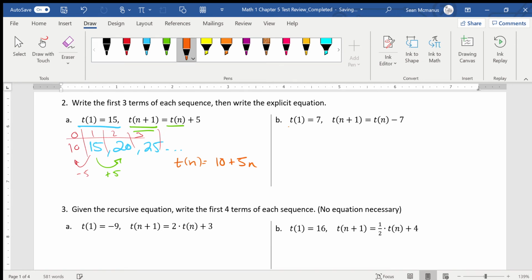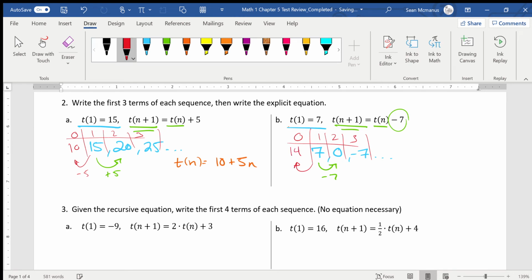Okay, here t of 1 is 7, so it starts with a 7, and then the next one is the current one minus 7. So I'm going to go ahead and subtract 7 all the way across. So this would leave me with a 0, negative 7, on and on. I need to find the 0 term to write my equation, so I'm going to add 7 and end up with a 14. So t of n is 14 minus 7n.